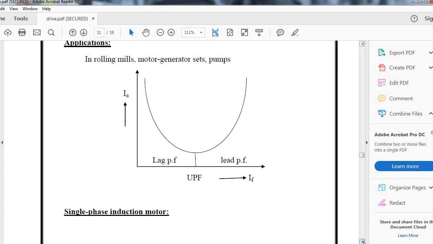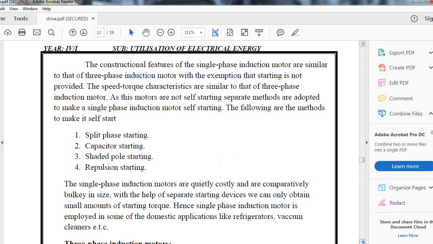Single phase induction motor: the constructional features of a single phase induction motor are similar to those of a three phase induction motor, with the exception that starting is not provided. That is, a single phase induction motor is not self-starting. The speed torque characteristics are similar to those of a three phase induction motor.